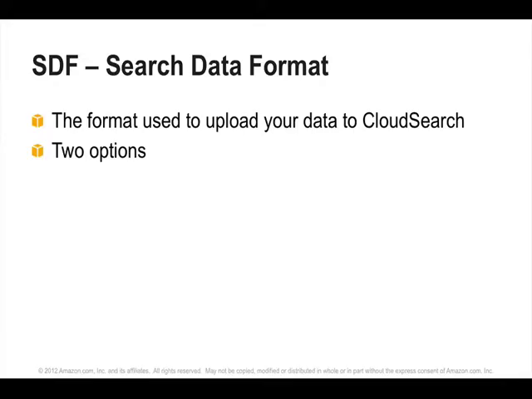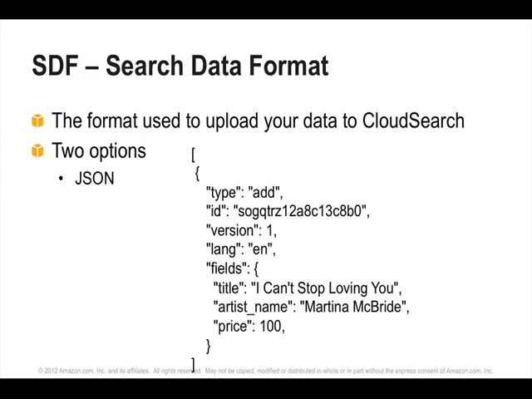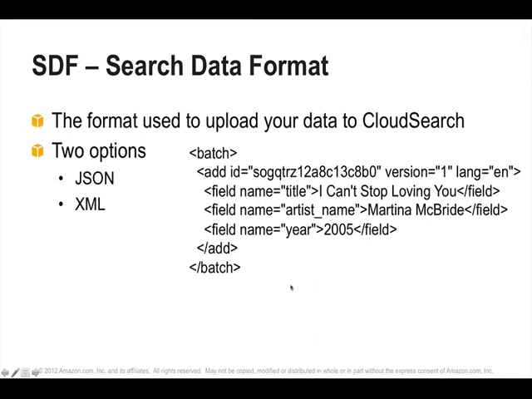So SDF stands for Search Data Format. This is the format used to upload your data to CloudSearch. Now there are two forms you can use for SDF. There's JSON, which is typical JavaScript object notation, and you have a set of headers: type, ID, version, language, and then you have a set of fields with a name and a value. In XML, you have the same information, just formatted slightly differently. Which one you choose doesn't really matter, but typically you'd use whichever one you're already using in your application. For this demo, we're going to use JSON since it's slightly easier to generate in Java.